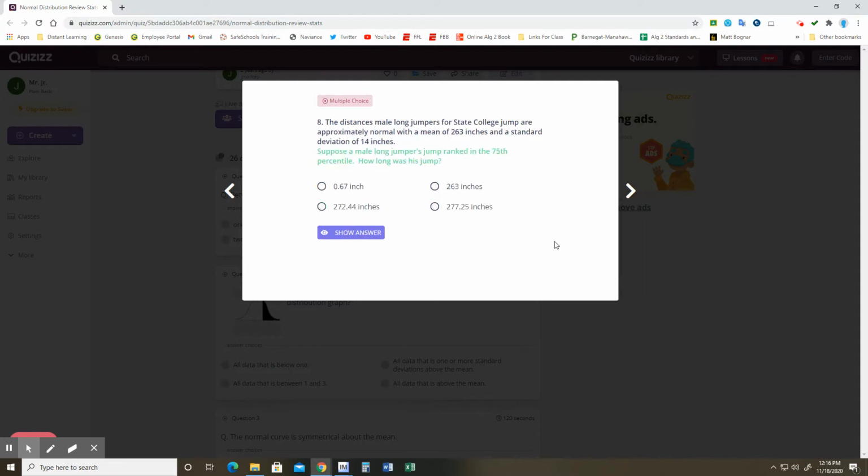Number 8. The distances male long jumpers for state college jump are approximately normal with a mean of 263 and a standard deviation of 14. Suppose a male long jumper ranked in the 75th percentile. Now, all of a sudden, we have a different type of problem on our hands.